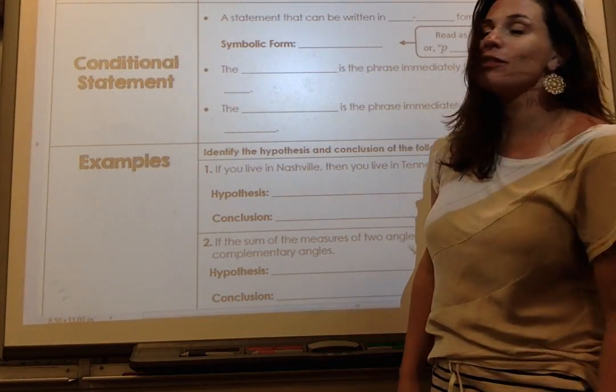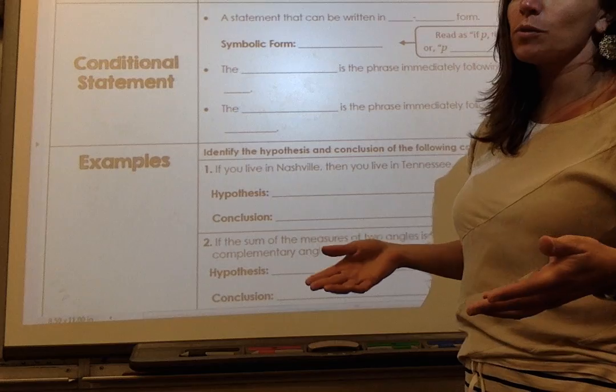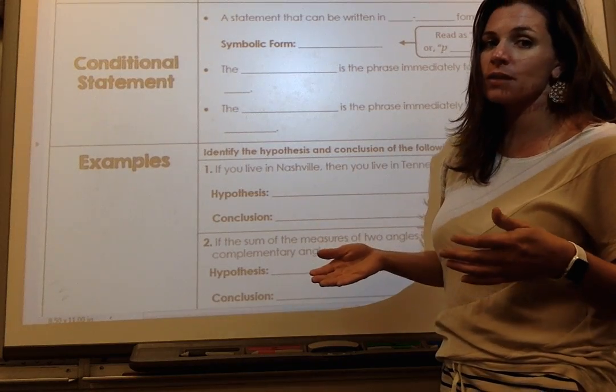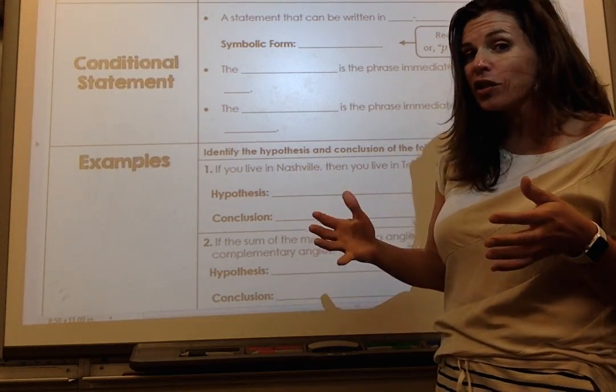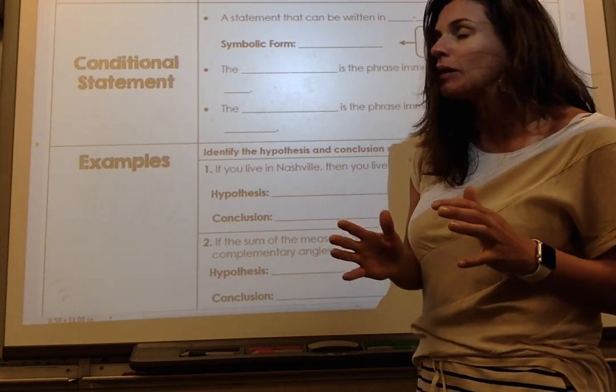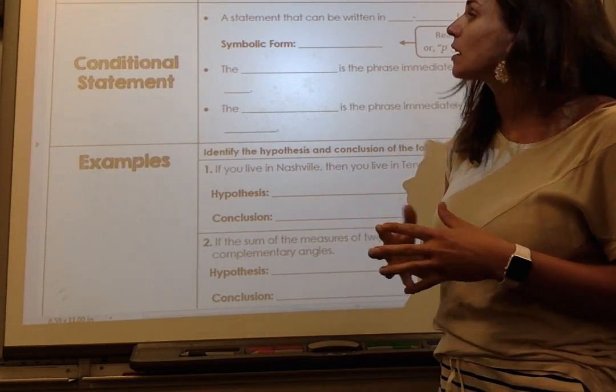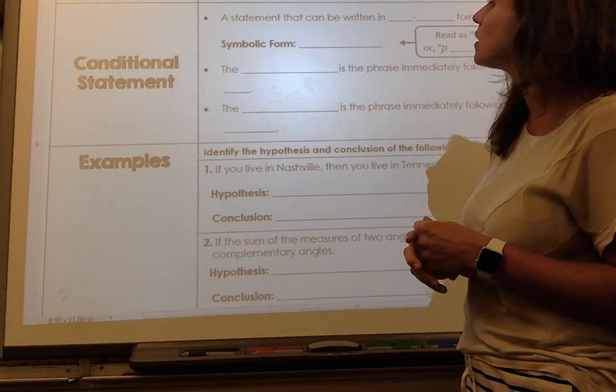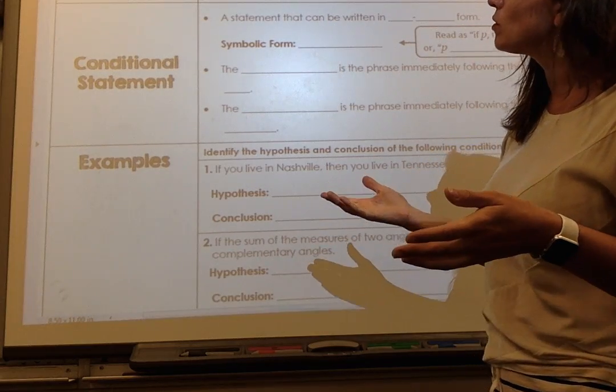We're going to start with conditional statements. We just finished up with truth tables, so this goes in our next sequence of logic. Remember, this is the logic unit, so it seems a little not math related, but you'll see the context in geometry when we get to the proofs. So let's start with your notes on the conditional statement.